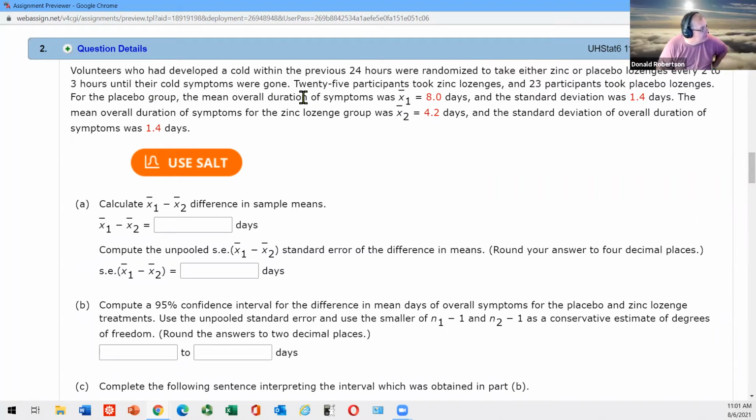Oh, they've changed the order. For the placebo group, so I'm writing this down. For the placebo group, the mean number of days was 8. The standard deviation was 1.4. And for the placebo group, there were 23 participants. And then for the zinc group, the mean here was 4.2 days. The standard deviation was 1.4. Oh, same number. And there were 25 of those.